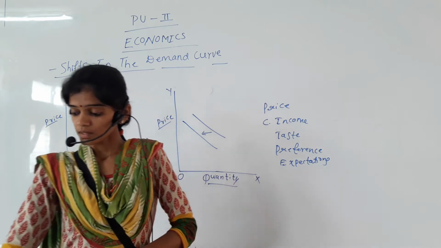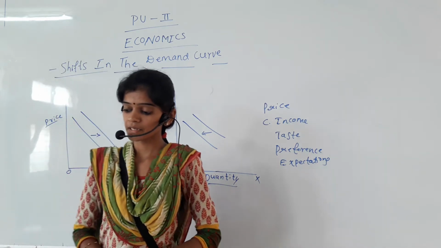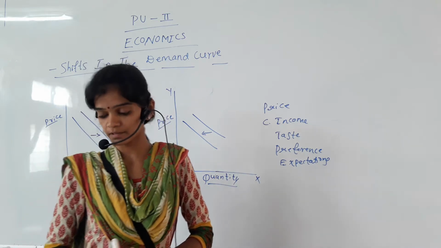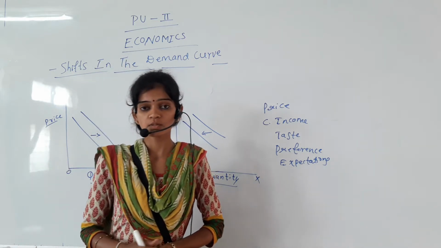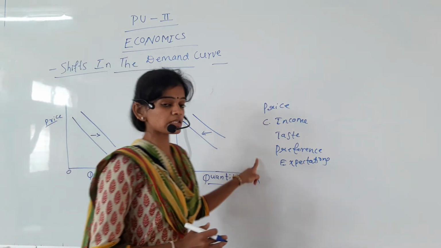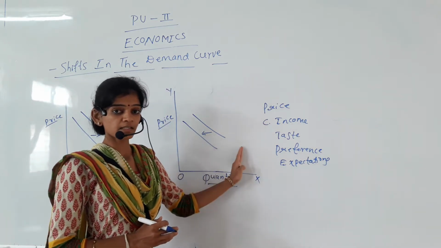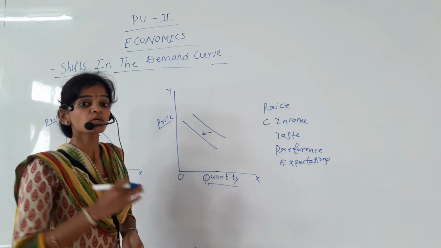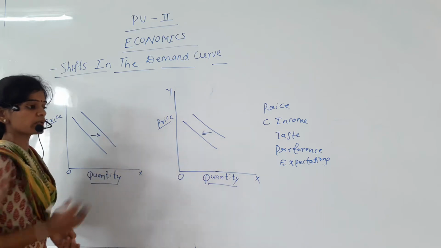Consumers' income, prices of other goods, and preferences of the consumers are given. What happens to the demand curve when any one of these factors changes? If one factor changes, then what happens to the demand curve? That is the shift in the demand curve.